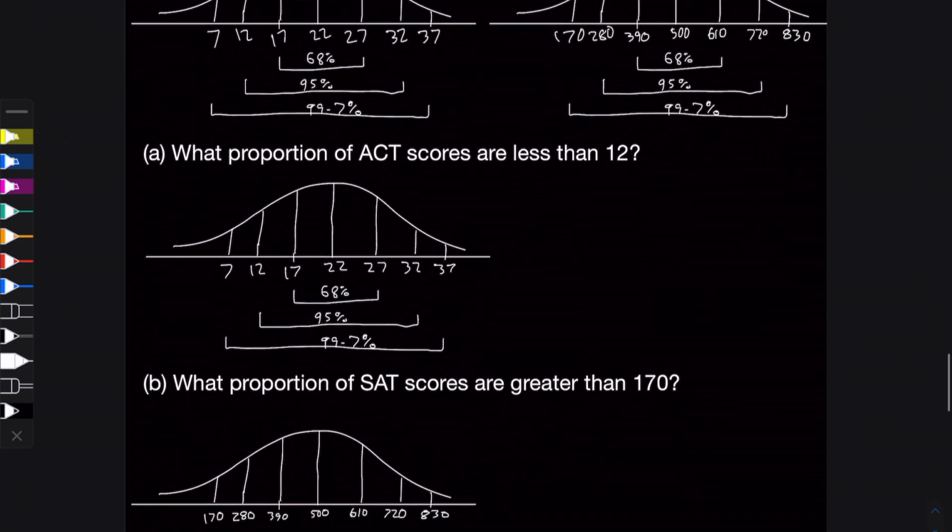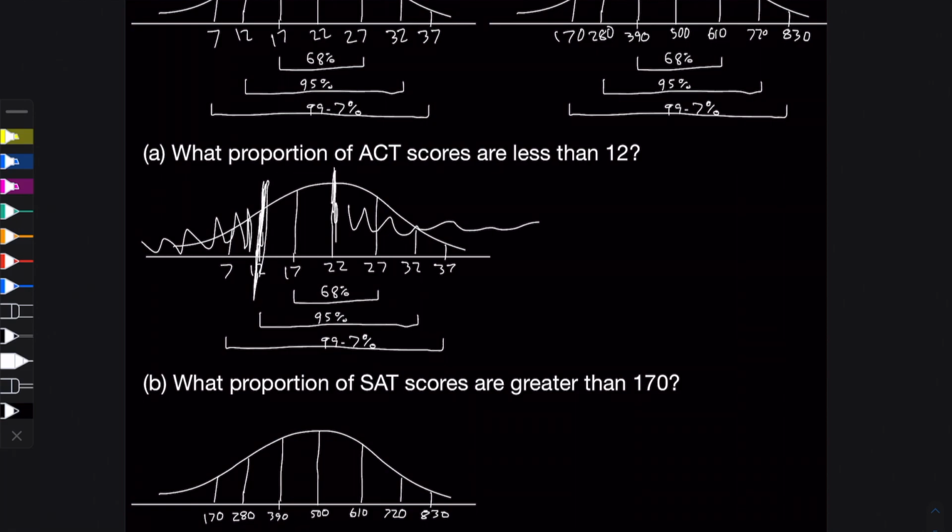So part A, what proportion of ACT scores are less than 12? So 12 is right here, and we need to know less than 12. So we're looking for all of this area, all the way down to the left, past 7, all the way down. So in order to find that, we know that if we take in the middle, all of this area to the right of this is 50%. And then if we can add this plus 50%, that will give us the area to the right. And then we would say 1 minus that would give us the area to the left.